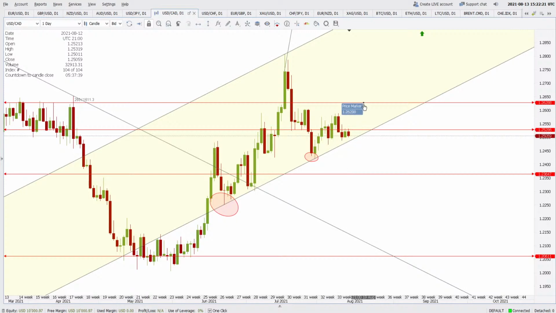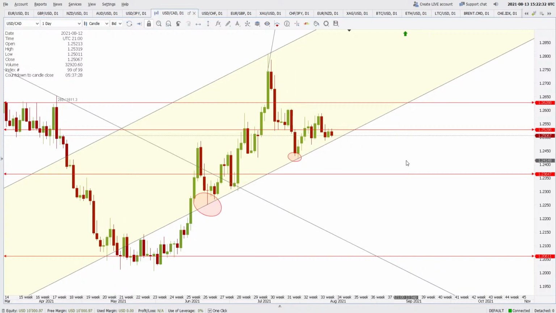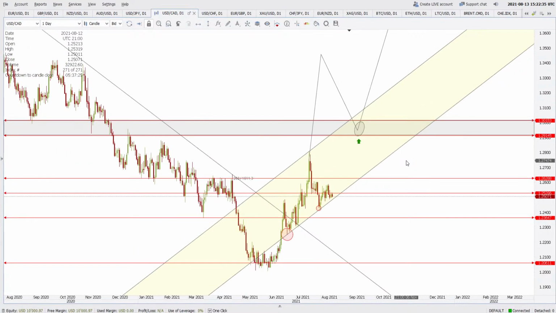In this area, the next resistance is at 1.2628, and on the downside the support is 1.2364. But I think only on Monday or Tuesday we will be able to know which direction USD/CAD is moving. From the structure point of view, we are looking for an up move here.